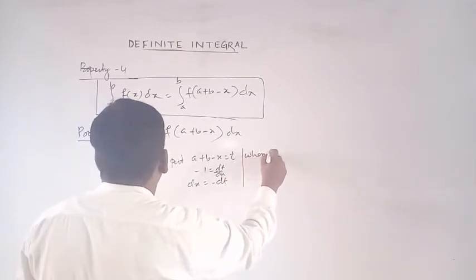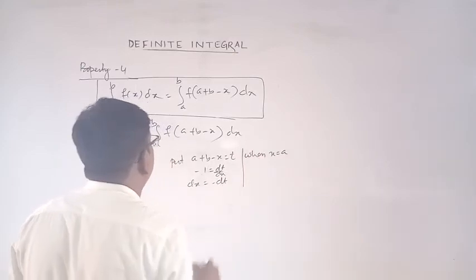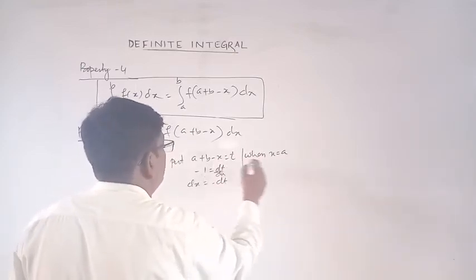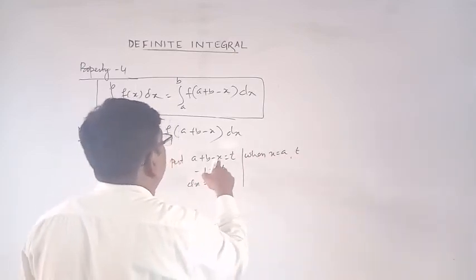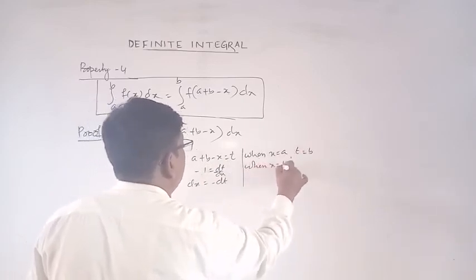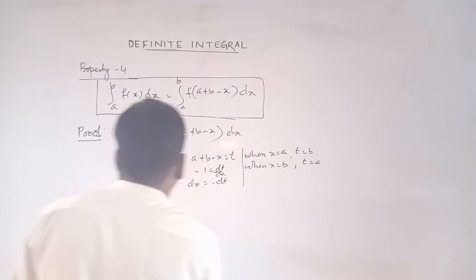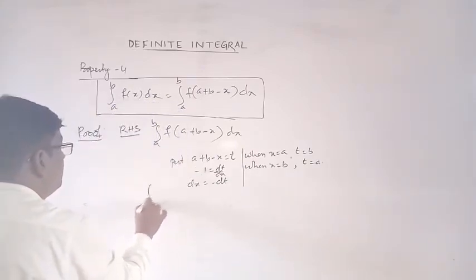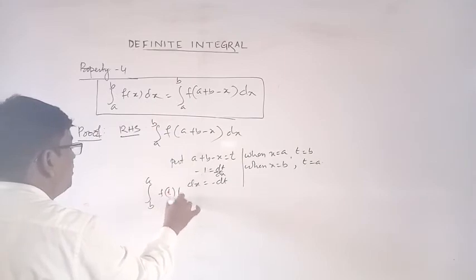When x is equal to a, t is equal to what? a plus b minus a, so t is equal to b. When x is equal to b, t is equal to a. So the limit is b to a, f of t into minus dt.